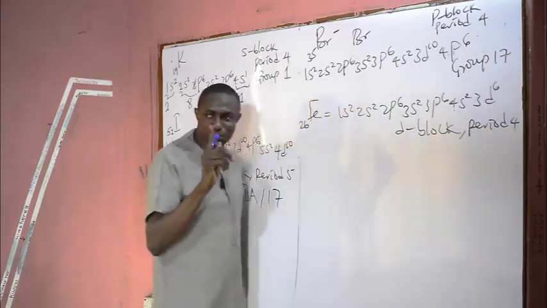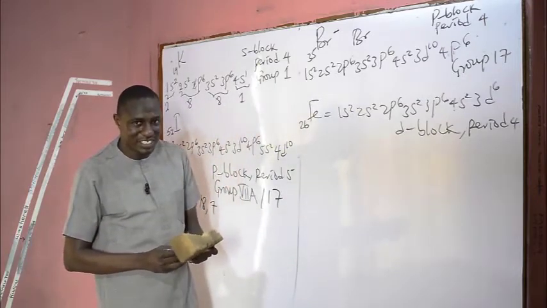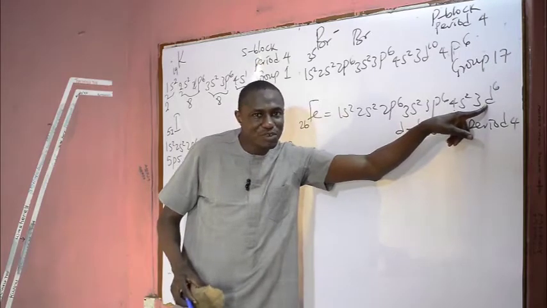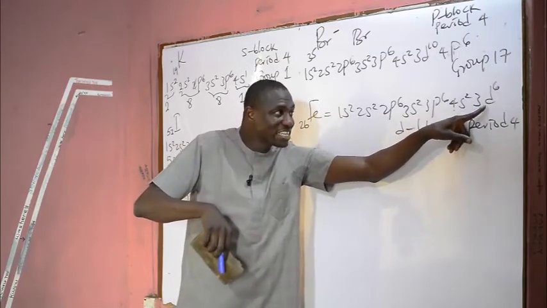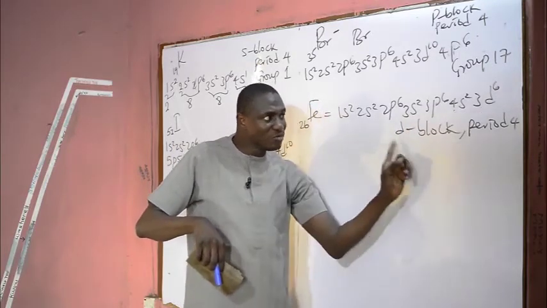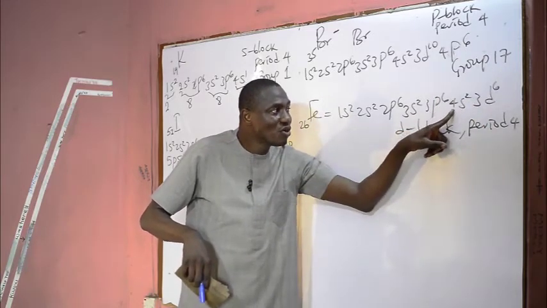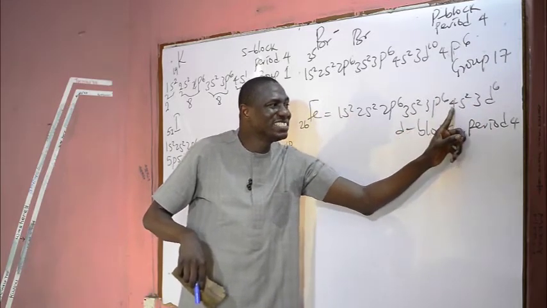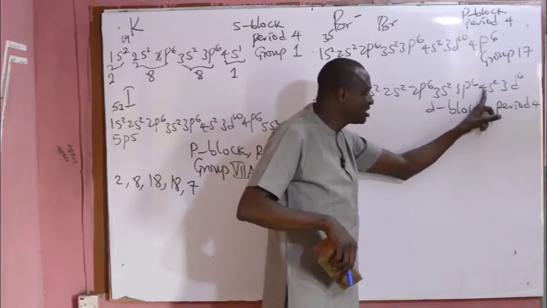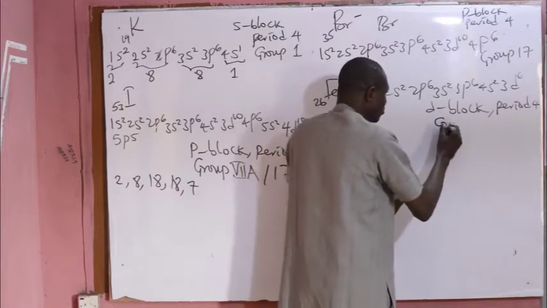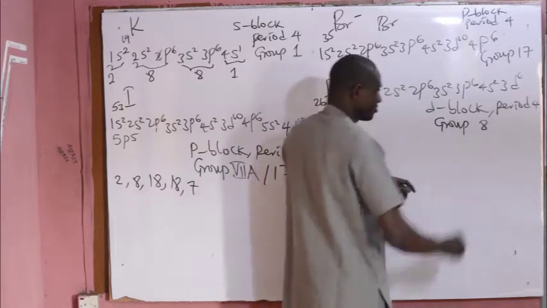Now, how do we get the group number? For d block elements, you are going to add the number of electrons in the d orbital, because it's a d block, that orbital that indicates the block, to the number of electrons in the highest coefficient, which is this 4s. So we have 2 plus 6. That gives us group 8.